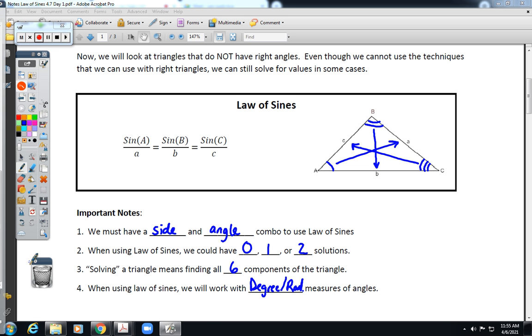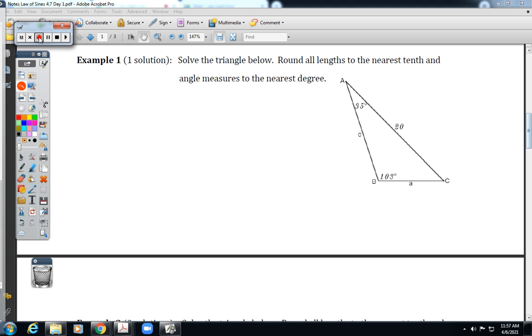We need to be comfortable with both, and we need to be prepared as necessary to shift our calculator back and forth between degrees and radians. Okay, we need to be prepared for that. Okay, so example 1 asks us to solve this triangle, and it is an example that only has one solution. What I mean by that is there's only one triangle that has the measurements given.